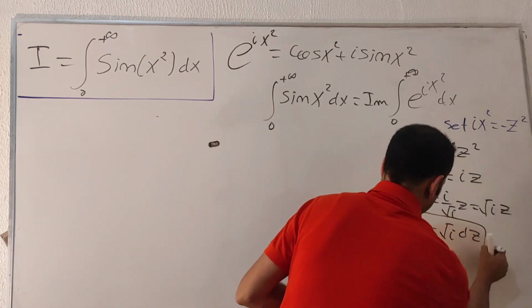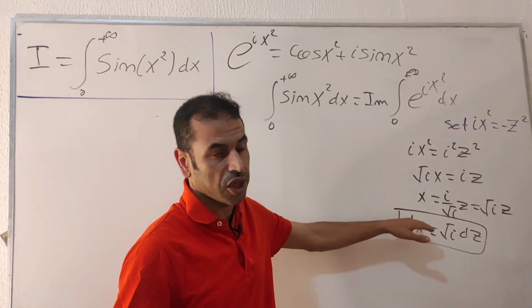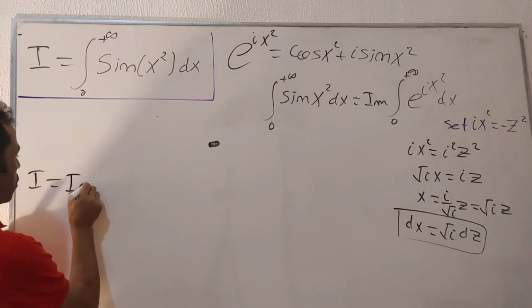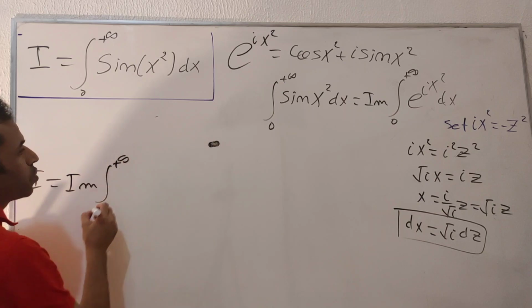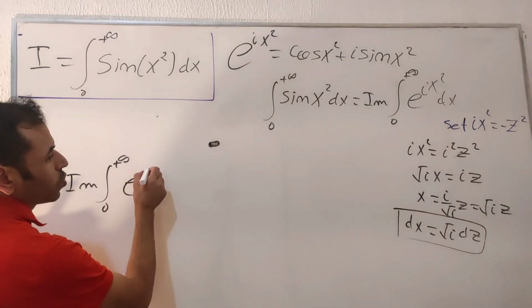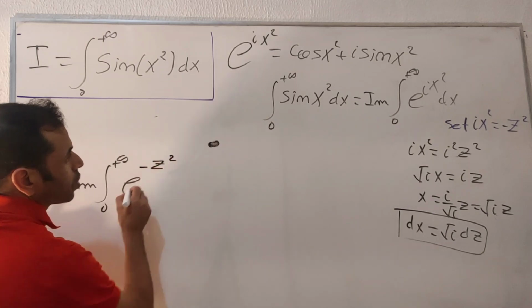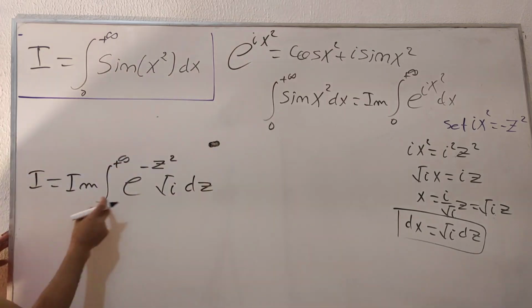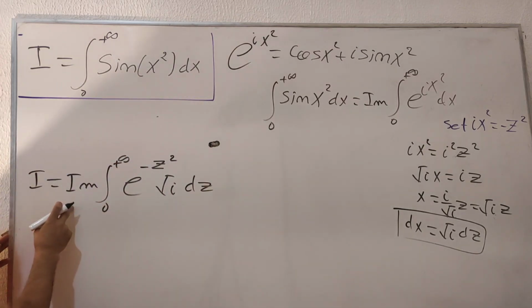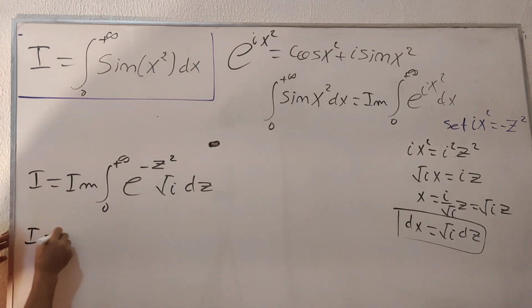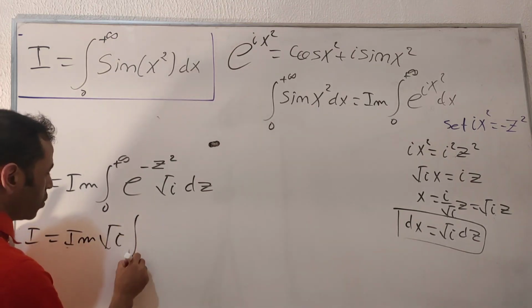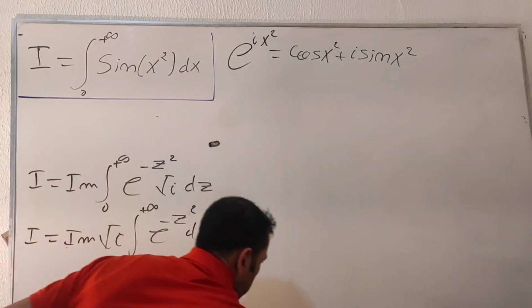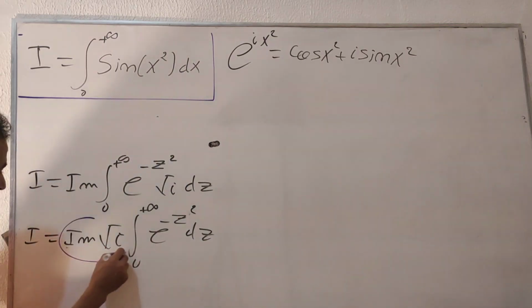So I have ended with this nice expression. I'm going to change x into z. So I get here I equals the imaginary part of the integral from 0 to plus infinity, so the bounds will be the same. So e to the i x squared will be replaced with e to the minus z squared, and dx will be replaced with square root of i dz. Okay, by taking square root of i out of this integral because it's considered as a constant, I get I equals the imaginary part of square root of i times the integral from 0 to plus infinity of e to the minus z squared dz.